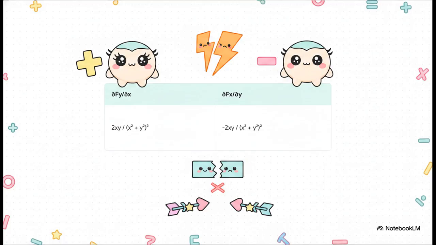Think about the mismatch here. When we take the partial derivative of the y component with respect to x, we get a positive value over the denominator squared. But take the partial derivative of the x component with respect to y, and it gives us a negative value over the denominator squared. They are really close, yeah, but they are absolutely not the same.